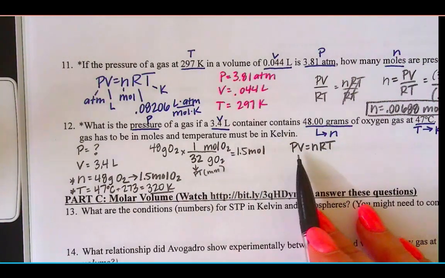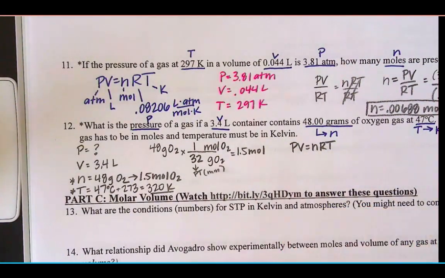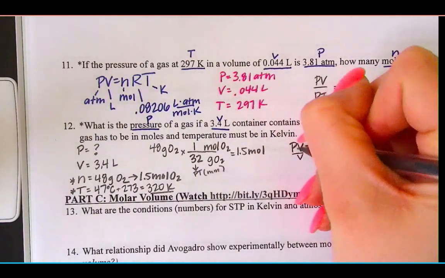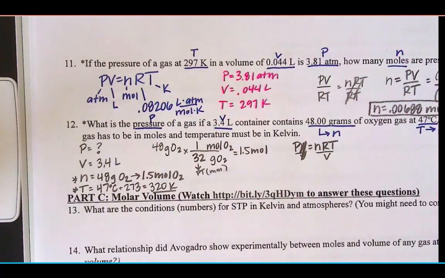How do I get rid of the V here? Divide, right? Divide both sides by V. When I divide both sides by V, that gets rid of the V here. So I get pressure equals nRT over V. Now plug in.